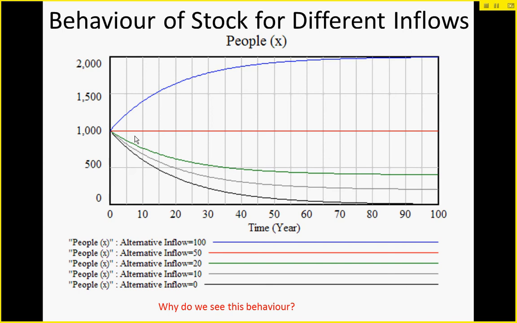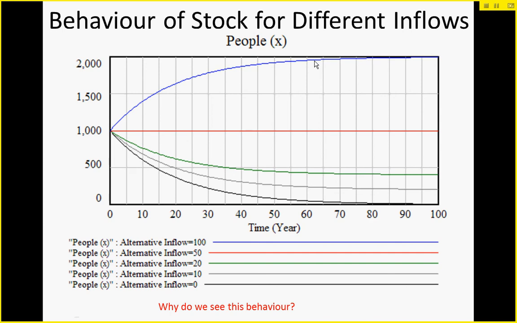Okay, so when we have the inflow rate be 100, this is rising. Why is the value of the stock rising? If the value of a stock is rising, it must be because inflow is greater than outflow. Okay, but why is it rising less and less quickly? Because there's a negative feedback, and as the value of the stock goes up, the number of deaths also goes up, so the value of the outflow is going up, and so that net difference is getting closer and closer. So it's going to asymptote.